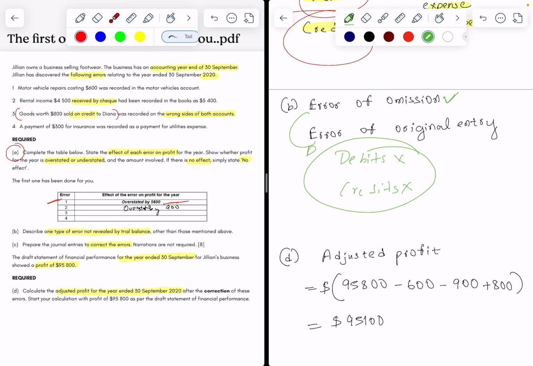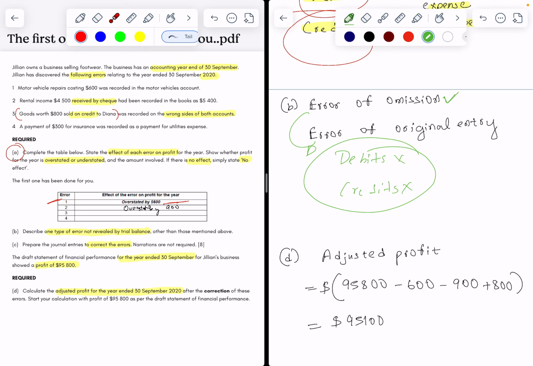Another thing you could consider is the error of original entry, which is what you have seen in option number 2, where the rental income of $4,500 was wrongly recorded as $5,400, where both the rental income and the cash at bank account were overstated by $90. So that means debits and credits were equally overstated by $90. So the trial balance wouldn't really pick up that mistake, but rather it would show that the debits and credits are still balancing.